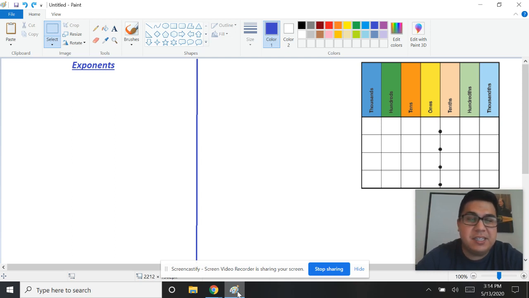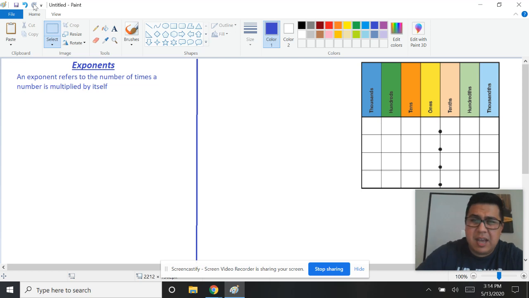It's 5 NBT1, and now we're jumping into exponents. It's pretty awesome, right? It's a new word. Some of you guys may have heard of it. Exponents refer to the number of times a number is multiplied by itself. So I'm going to show you what that means, okay, and what that looks like.